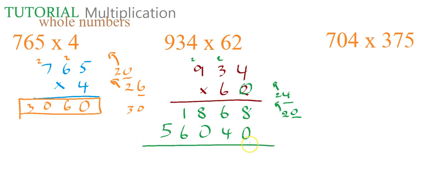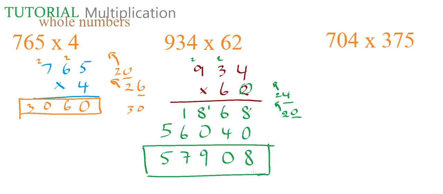So finish there. We just have to add up these rows and columns. So that's 8. 6 and 4 is 10, so carry that 1. 8 and 1 is 9. 6 and 1 is 7. 5 and nothing is 5. And so this becomes our final answer.